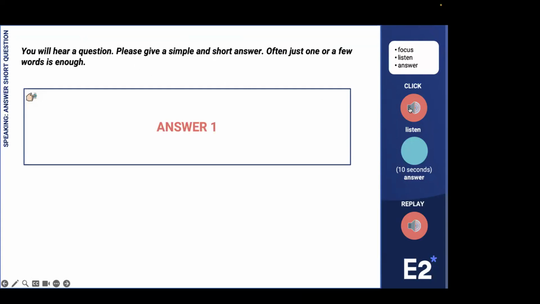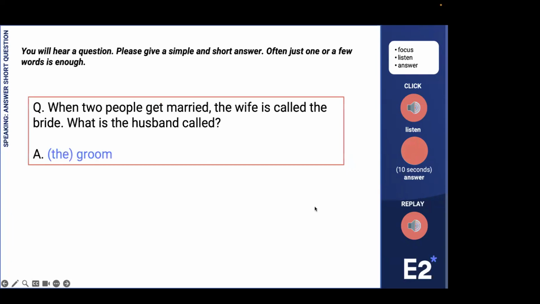When two people get married, the wife is called the bride. What is the husband called? The groom. Yep, good work.